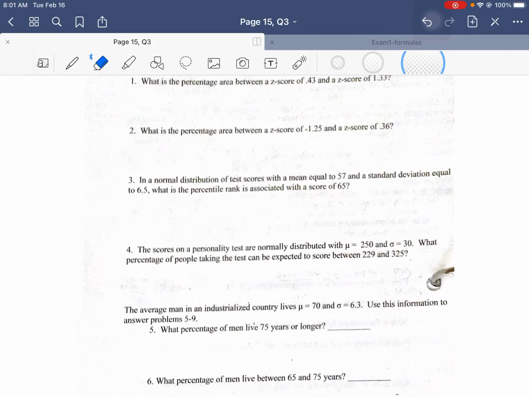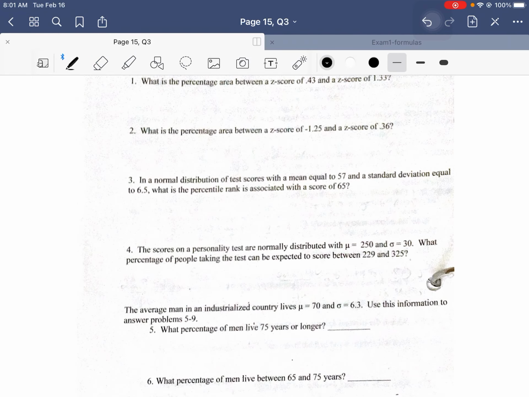Hello, this is going to be a quick walkthrough for question number 3 on page 15 in the homework packet. So this is talking about a normal distribution of test scores with a mean equal to 57 and a standard deviation equal to 6.5. What is the percentile rank associated with a score of 65?